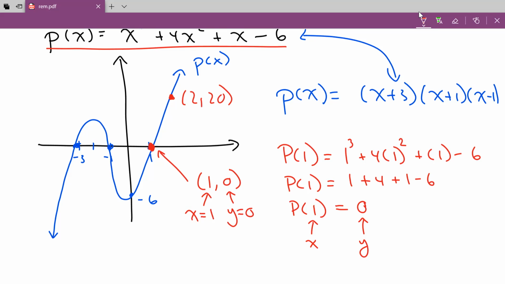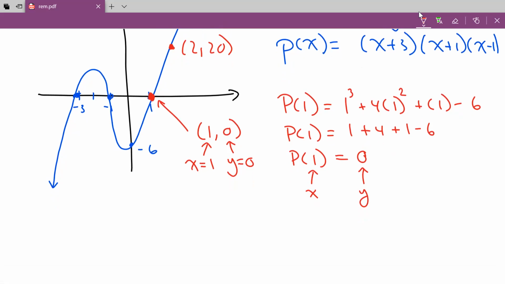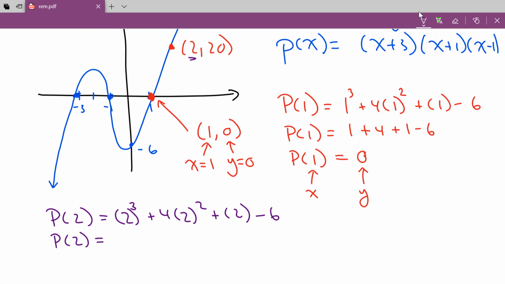All right, let's see if this works again. So I go to my polynomial, p at x, and I'm going to substitute in my x value of 2. Look what happens. 2 cubed plus 4 times 2 squared plus 2 minus 6. P at 2 is equal to 24, 26, 20. Hey, look at, there's that y value again. This is the coordinate pair 2, 20.